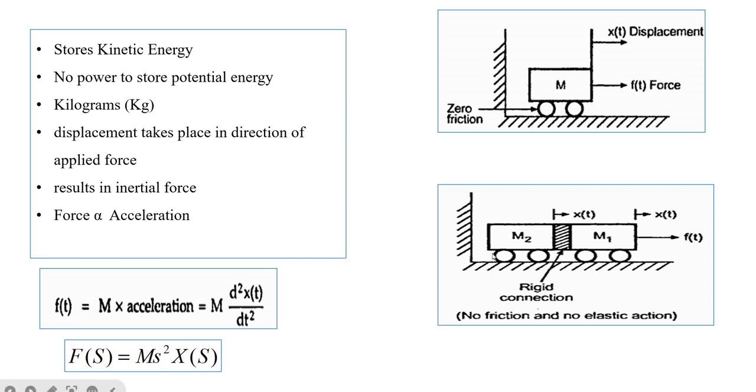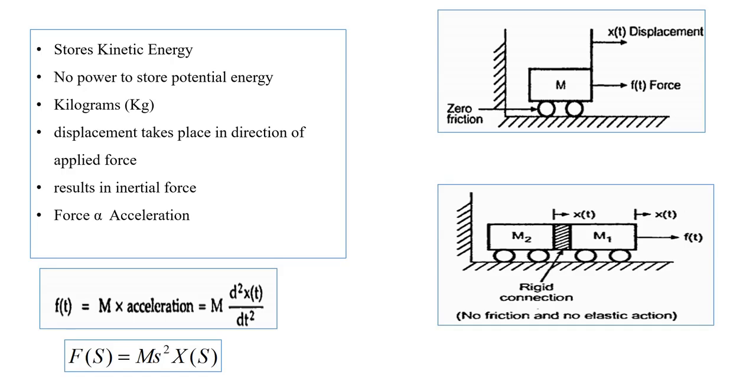So due to mass, there cannot be any change in the force from one mass to another mass. Therefore, there will be no change in displacement. Suppose M1 had consumed some energy, then less energy would have been applied to M2 and there would have been a change in the displacement. But because the amount of force applied on M1 is equal to the amount of force applied on M2, there will be no change in the displacement.